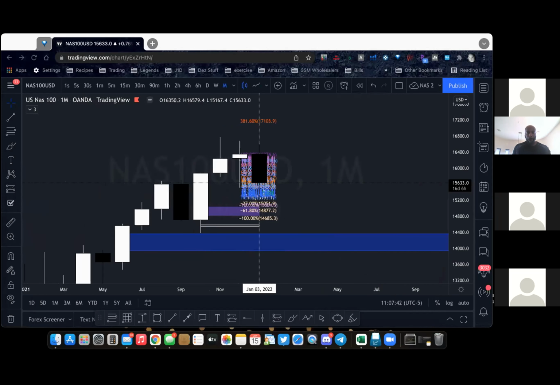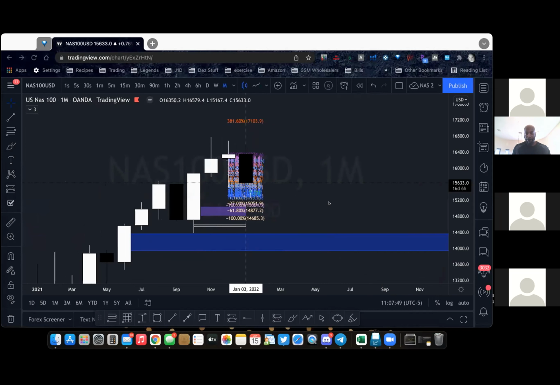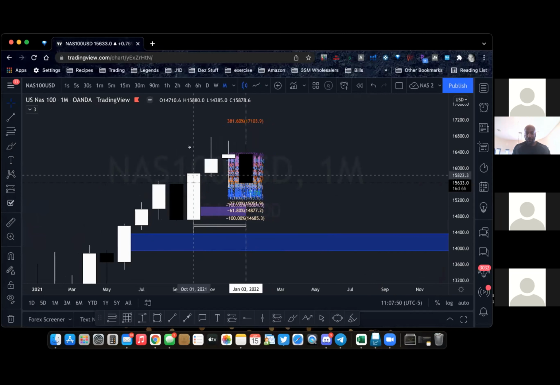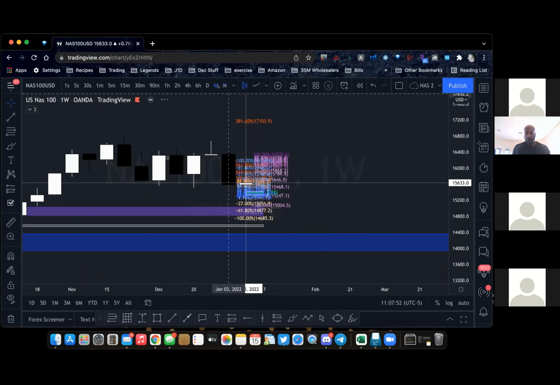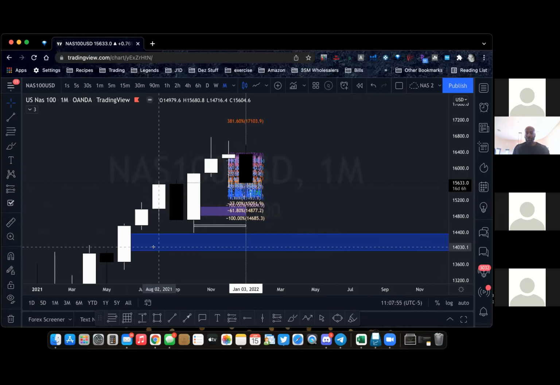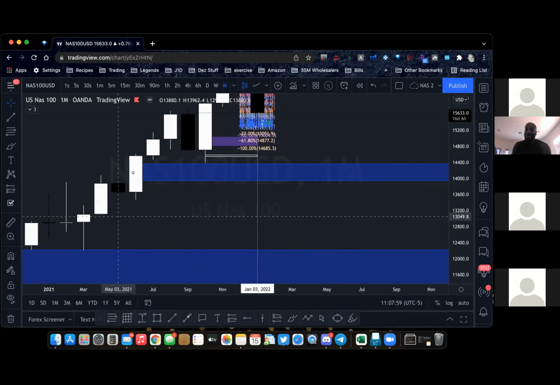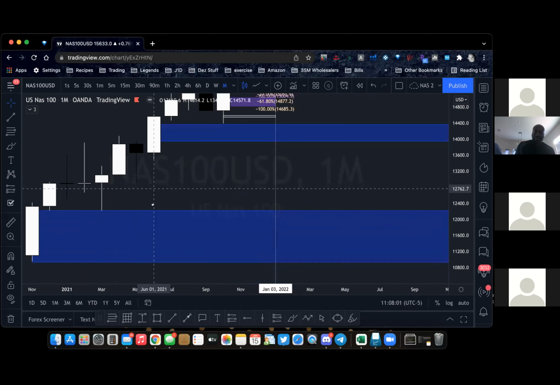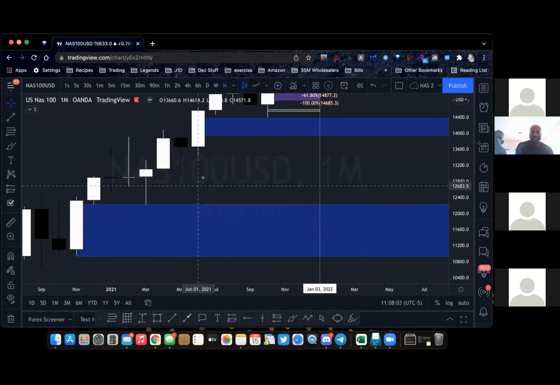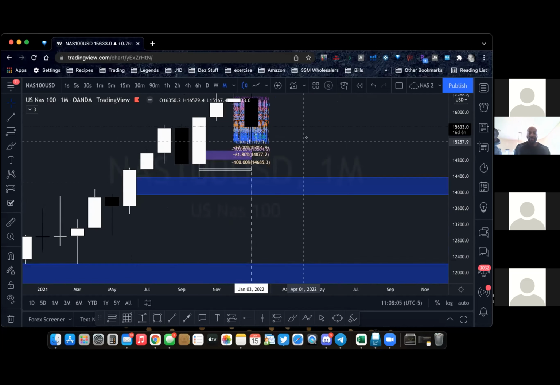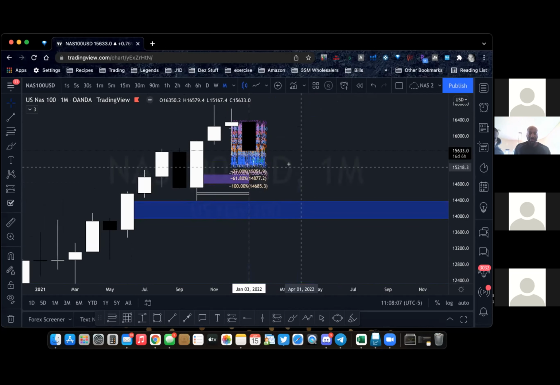I still go through the whole thing and mark up imbalances. I'd still go through a monthly imbalance or a weekly imbalance. So anyway, this was a monthly imbalance on this particular candle, and we had another monthly imbalance down there. So really anything below that, I'm not concerned with.